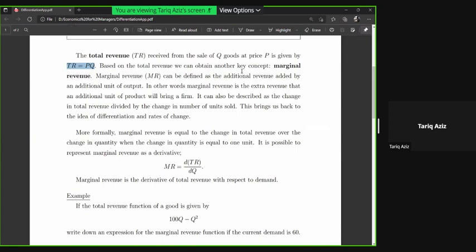Based on the total revenue, we can obtain another key concept, that is marginal revenue. If we have the data for total revenue, we can calculate the marginal revenue, because marginal revenue is just the additional revenue added by an additional unit of output. If we also have the data for how much Q is being changed, then we can calculate marginal revenue. In other words, marginal revenue is the extra revenue that an additional unit of product will bring a firm. It can also be described as the change in total revenue divided by the change in number of units sold. This brings us back to the idea of differentiation and rates of change.